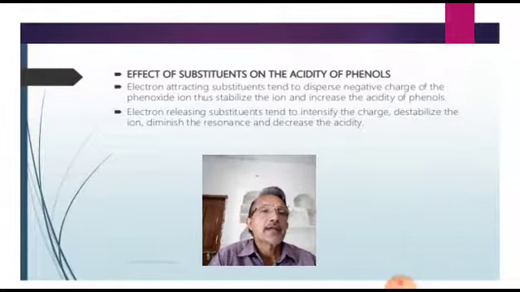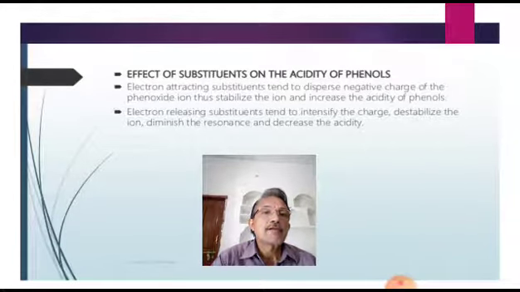Effect of substituents on the acidity of phenols. Already we learned that phenols are more acidic than alcohols but less acidic than carboxylic acids. Electron attracting substituents, or electron withdrawing substituents, tend to disperse the negative charge of the phenoxide ion, thus stabilize the ion and increase the acidity of phenols. So whenever electron attracting substituents are found, they increase the acidity of phenols.